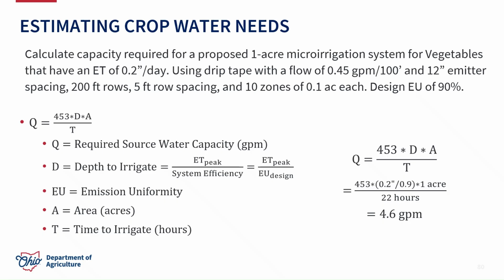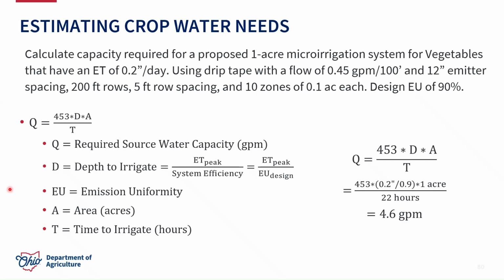Along the way of this design process, a good thing to do is estimate your crop water needs, and that can help you with evaluating your source and selecting your emitters down the line. So we'll give an example problem here. We want to calculate the capacity required for a 1-acre microirrigation system for vegetables. Let's say those vegetables have a peak evapotranspiration of 0.2 inches per day. We're going to give some information of what drip tapes are being planned, how many rows, what spacing the rows are, how many zones there are, etc. And we want to design for an emission uniformity of around 90%.